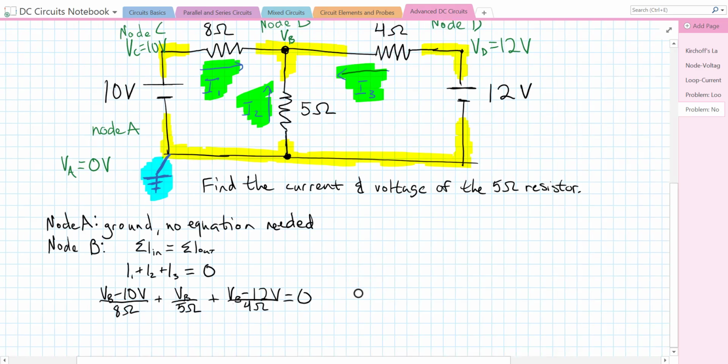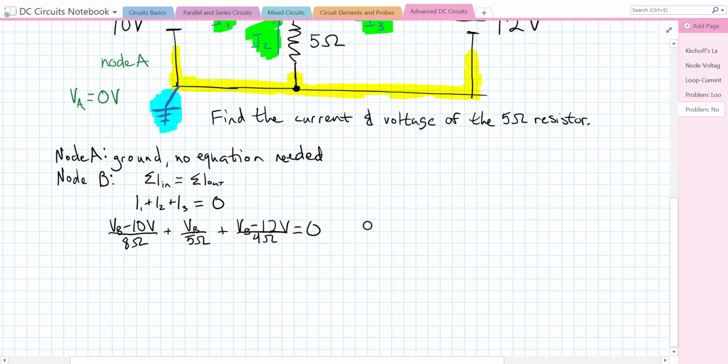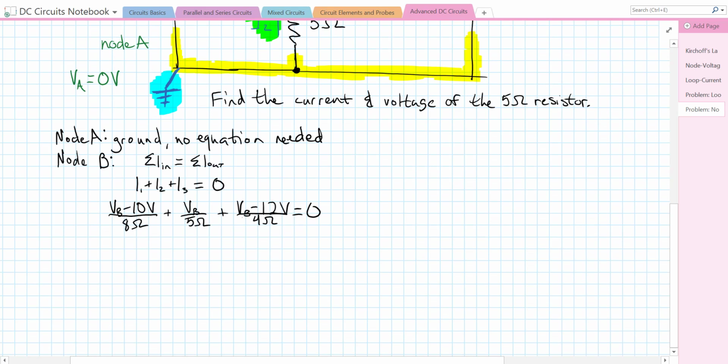Now most of the rest of this is just going to be algebra, so let's get moving. In order to solve this, we need to find a common denominator. That common denominator is going to be 40, at least that's what I'm going to use. And so we're going to get 5 times VB minus 10 volts over 40 ohms plus 8 VB over 40 ohms plus 10 VB minus 12 volts over 40 ohms is equal to 0.